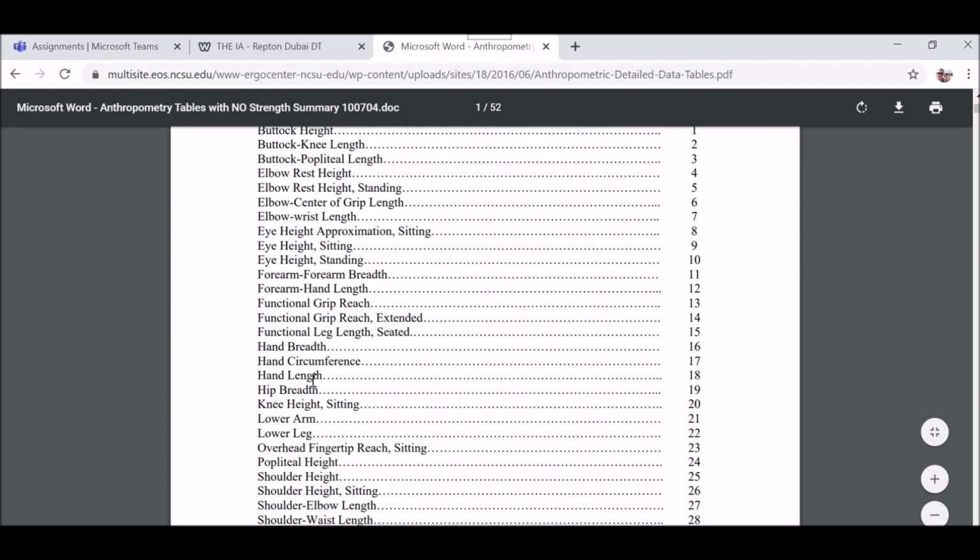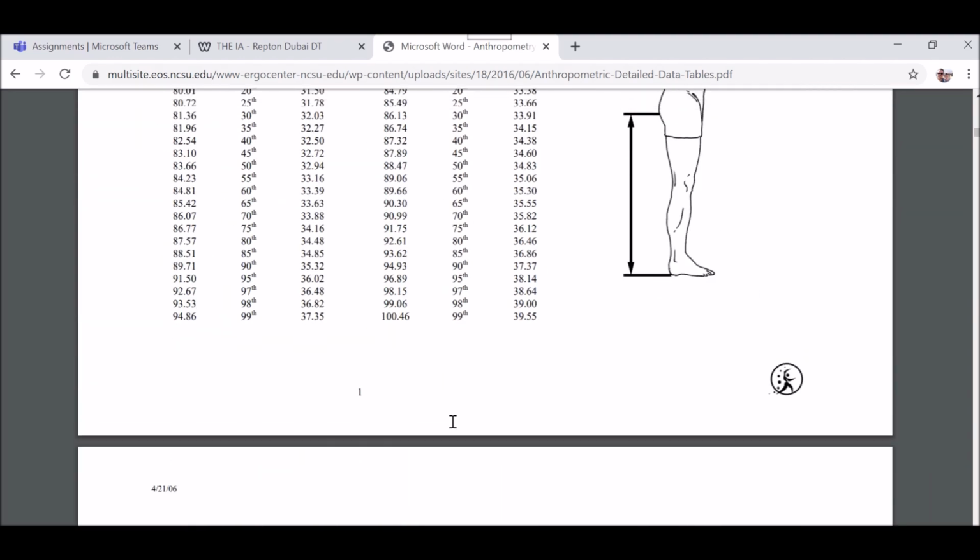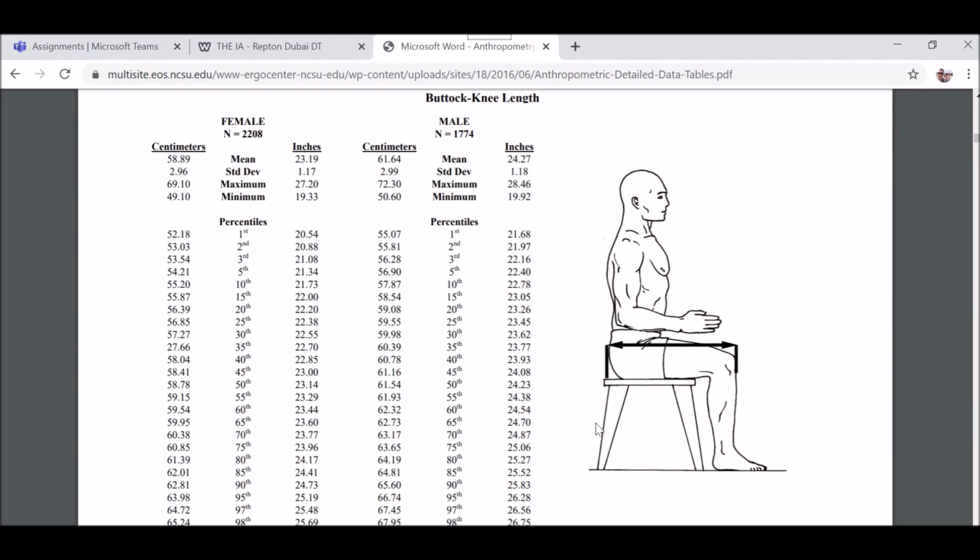So if I wanted to know the hand length, hand circumference, I could go down to page 18, 19 of this document and get the data that I need from there, take a screenshot perhaps, or just write down the data that's relevant to me. So if I was designing something to be sat on, I could get all the details for this on here. Okay, you've got to think about what data is relevant.